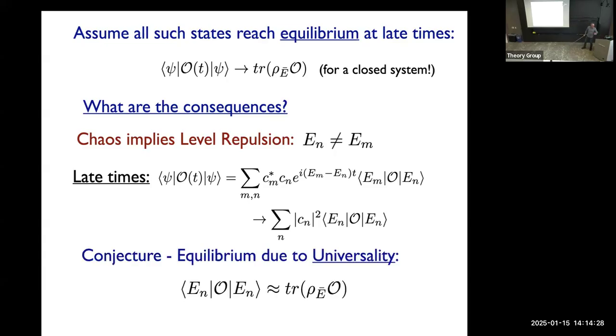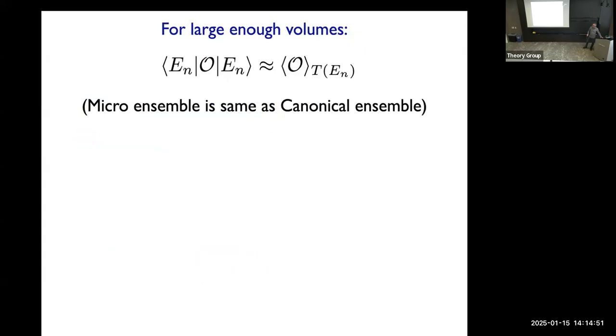And he concluded that one possibility is that the equilibrium arrives due to universality. So in other words, these matrices, if you take an eigenstate of a sufficiently complicated system, then measuring a local operator in such an eigenstate should already give you the equilibrium. Right? That was his idea.